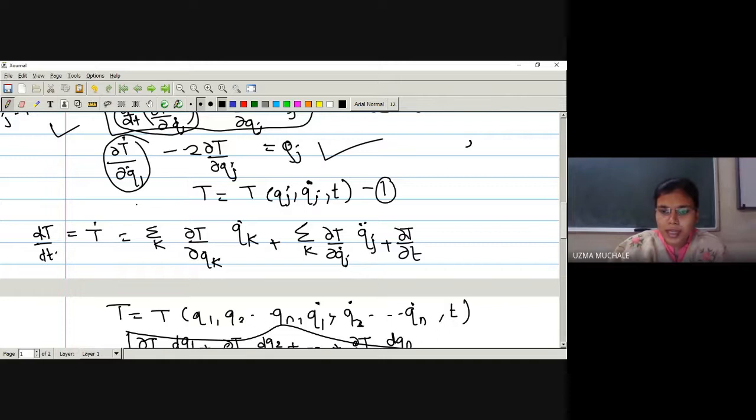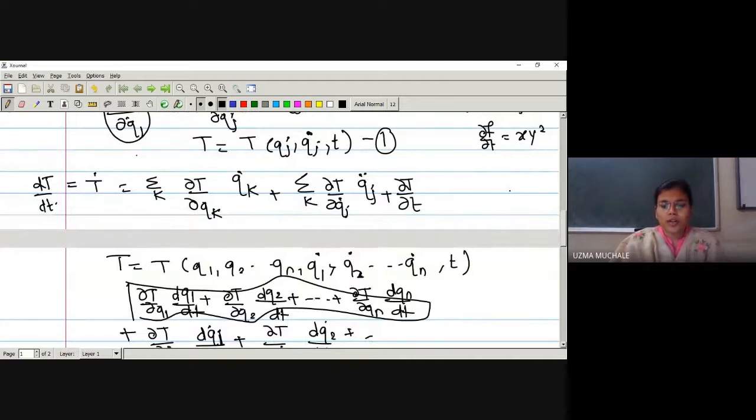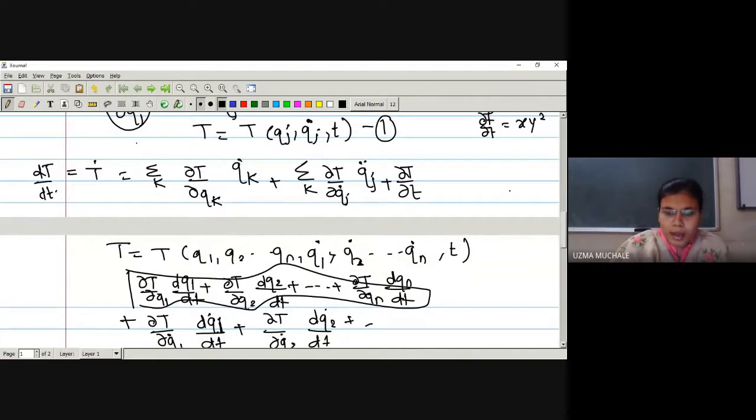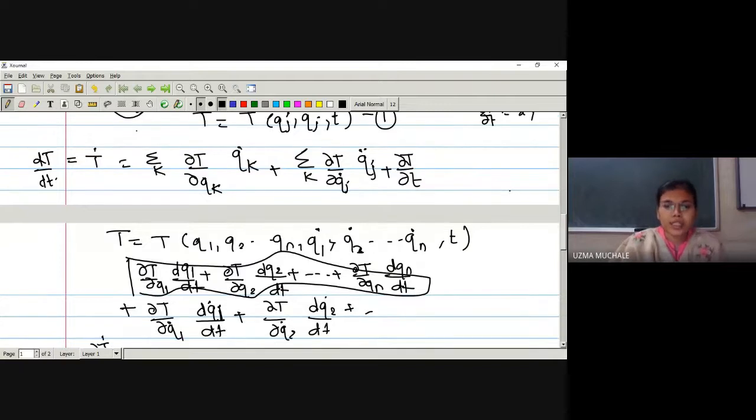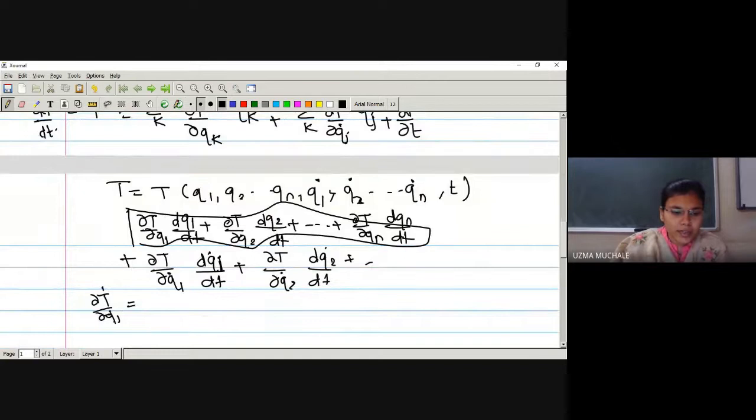Just like f is a function of x, y square and t, right? And if you are going to differentiate f with respect to t, what will be dou f by dou t? It is simply xy square. So it is very similar here, dou T by dou t. So it will be a function of x and y. So here also it will be a function of qj and qj dot. So dou capital T by dou small t is a function of qj and qj dot, right?